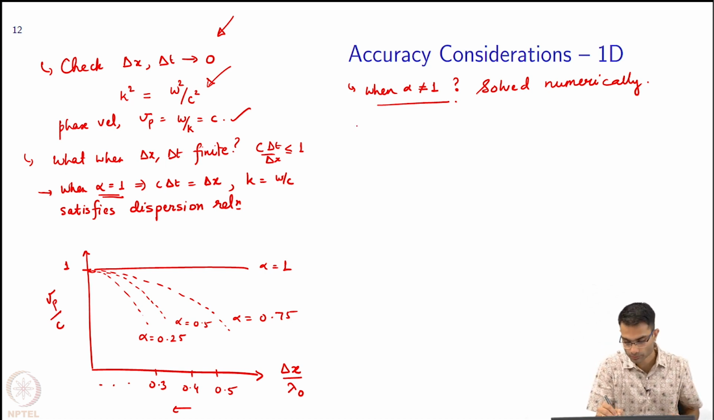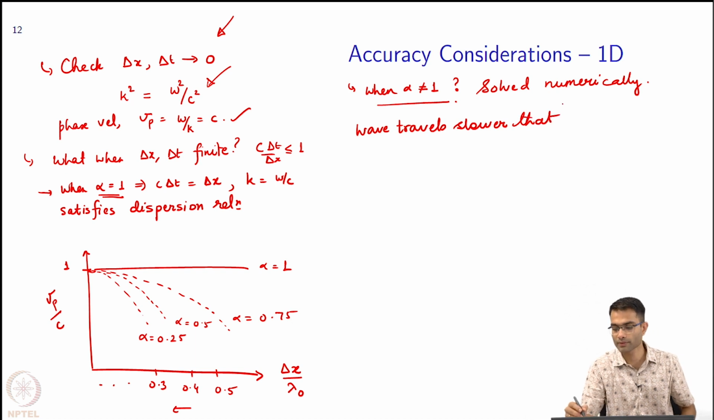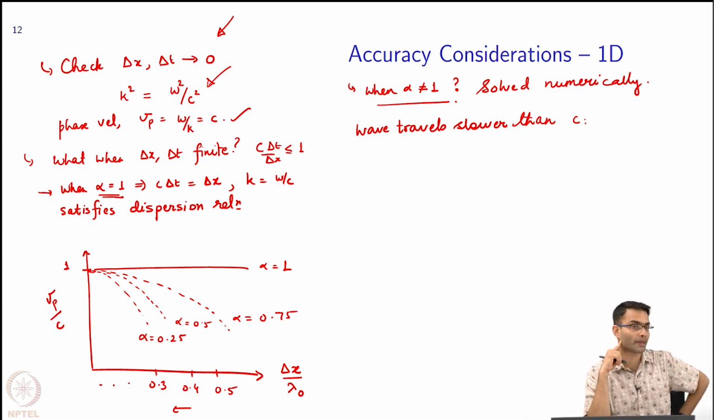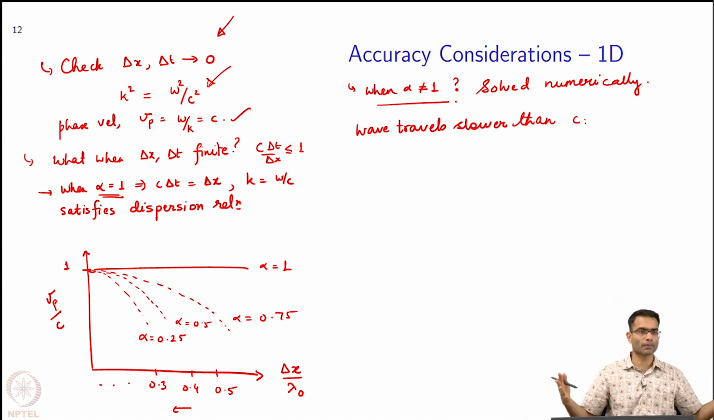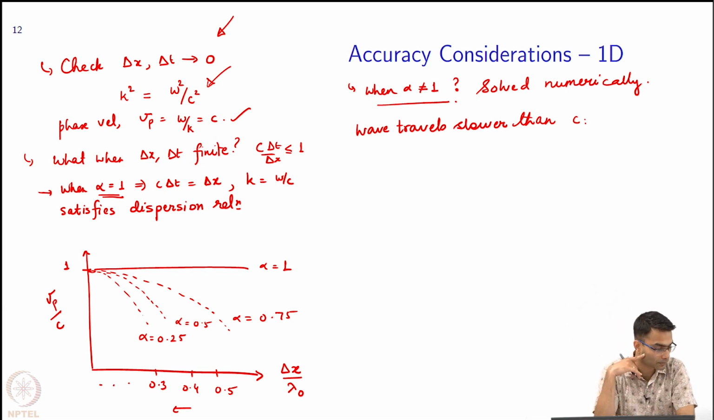So, the wave travels slower than C, which we do not physically expect. Physically, it's a wave. I have not even put a medium or a material here. Free space, wave should travel at speed of light. But because I am simulating it on a finite delta x, delta t, and I chose alpha to be less than 1, I have this problem.